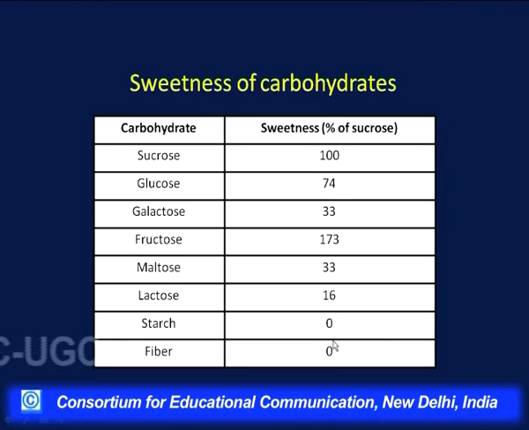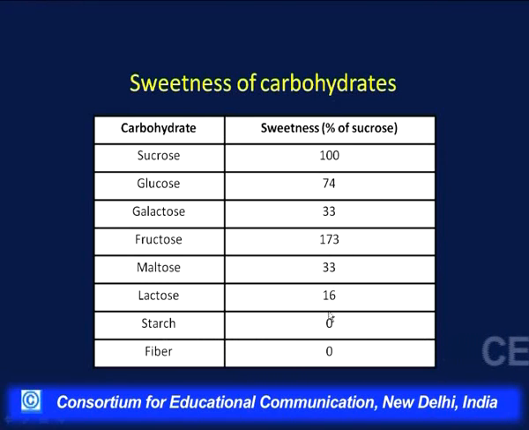But when we compare the sweetness of different monosaccharides or disaccharides, sucrose is taken as a base, and if we give sucrose the number 100, then we find glucose is less sweet than this, it gets a value of 74. Galactose is even less sweet, it is 33. Fructose is the sweetest monosaccharide, it is about 1.73 times sweeter than sucrose, the value comes out to be 173.